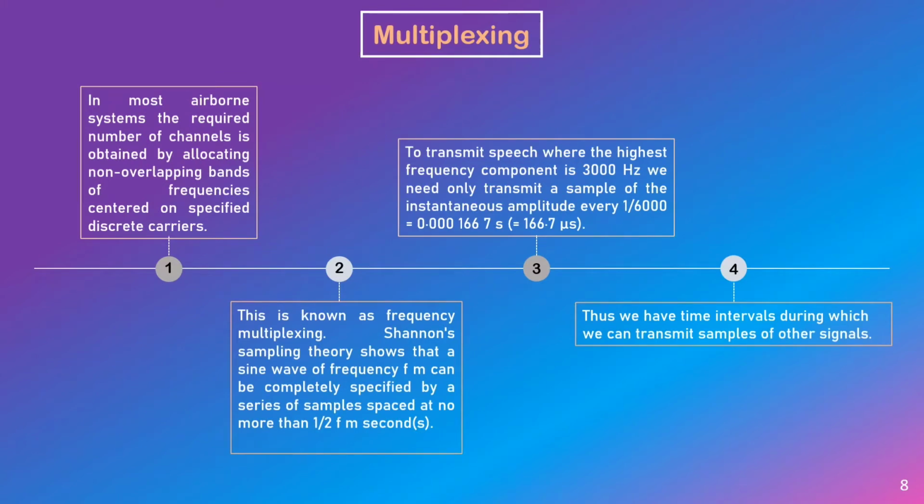Multiplexing. In most airborne systems, the required number of channels is obtained by allocating non-overlapping bands of frequencies centered on specified discrete carriers. This is known as frequency multiplexing. Shannon's sampling theory shows that a sine wave of frequency FM can be completely specified by a series of samples spaced at no more than 1/(2FM) seconds. To transmit speech where the highest frequency component is 3000 Hz, we need to transmit a sample of instantaneous amplitude every 1/6000, that is equal to 0.0001667 seconds.